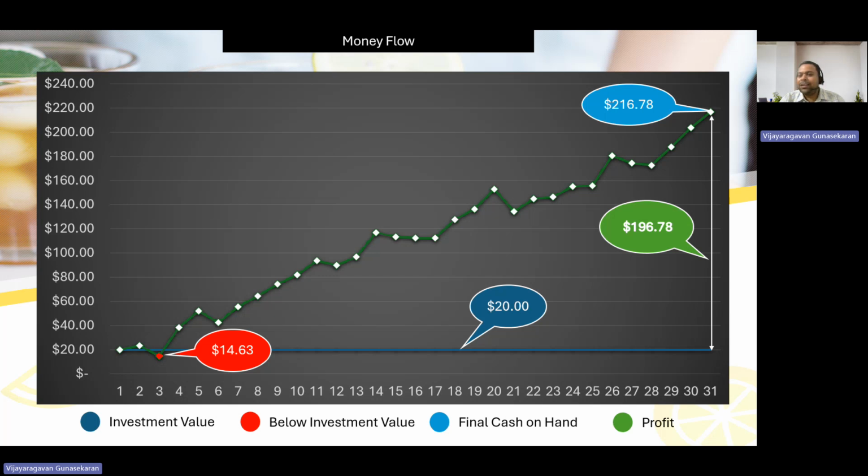You can see the profitability that I made on that day. So in a day-wise view, you can see a star mark. Only on one instance, on day 3, I made a slight mistake of adding more inventory, and the pricing was not rightly pointed, so my sale went down. So that day, my cash on hand went below my investment.